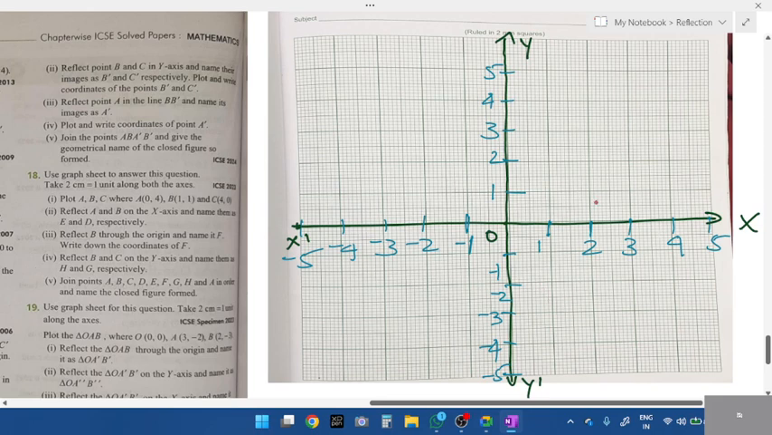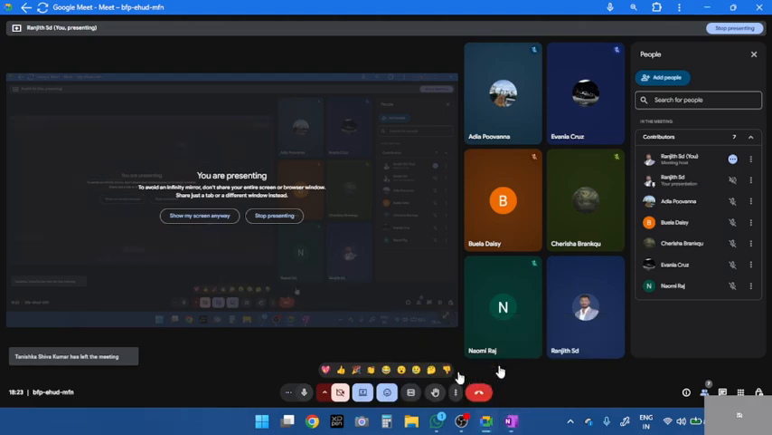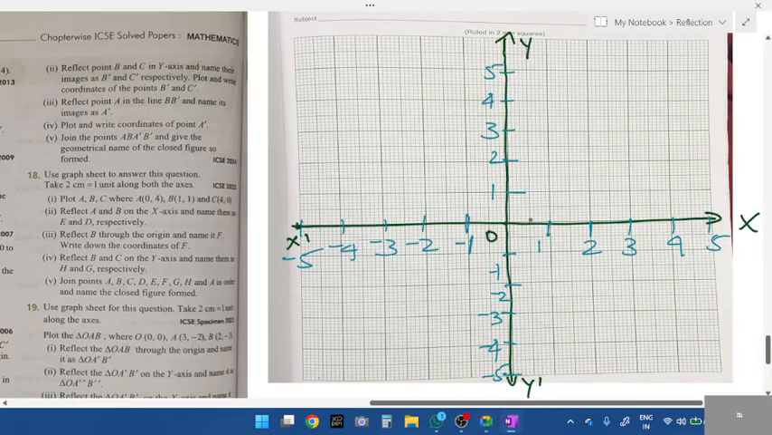Yeah, tell me A value. What was A, students? Am I audible? Okay. Yeah, 0, comma 3. Which axis? Y axis. Next one? 2, comma 1. First quadrant, right? Next. 4, comma minus 1. Okay. Fourth quadrant. 4, comma minus 1. Is it here? Like this? Okay.